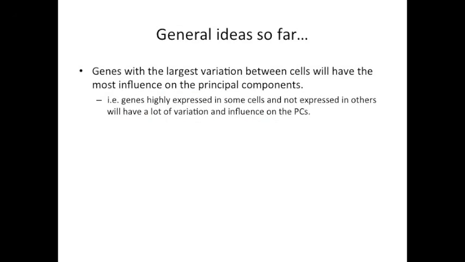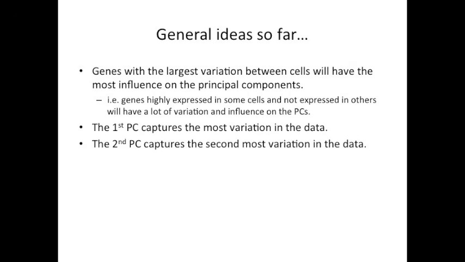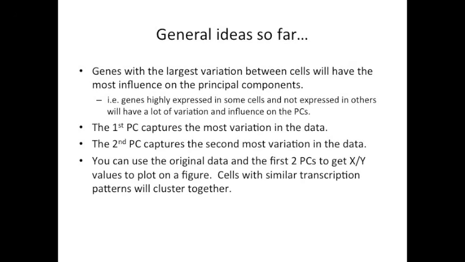These are the general ideas we've covered so far. Genes with the largest variation between cells will have the most influence on the principal components. That is to say, genes highly expressed in some cells and not expressed in others will have a lot of variation and influence on the principal components. The first principal component captures the most variation in the data. The second principal component captures the second most variation in the data. You can use the original data and the first two principal components to get XY values to plot on a figure. Cells with similar transcription patterns will cluster together.